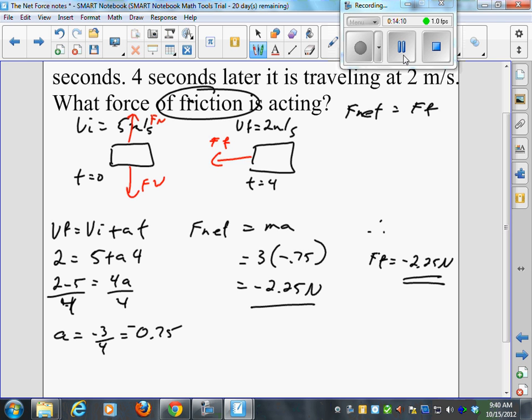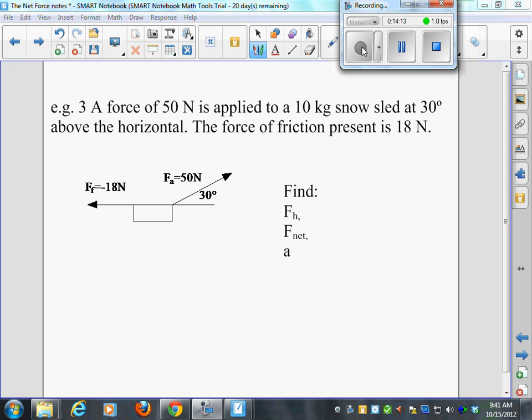Last one. This time I have a force, but it's applied at an angle. This is sort of like the hardest kind of one you did in grade 11. We're going to be going a little farther than this. So I'll give you a second to jot this down. This time the 50 newtons is applied at an angle. I got 50 newtons of applied force. There's a 10 kilogram sled. The angle is 30 degrees, and the force of friction is 18.